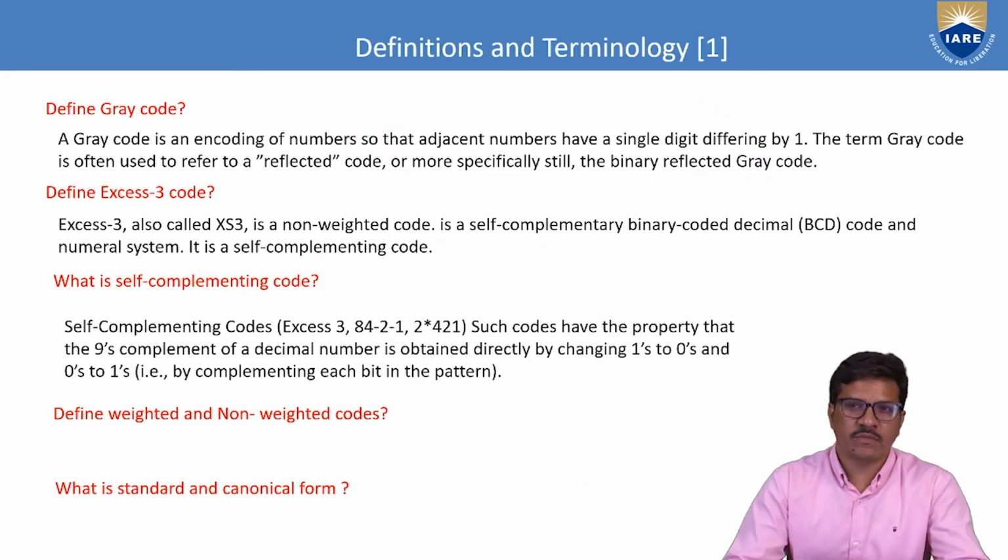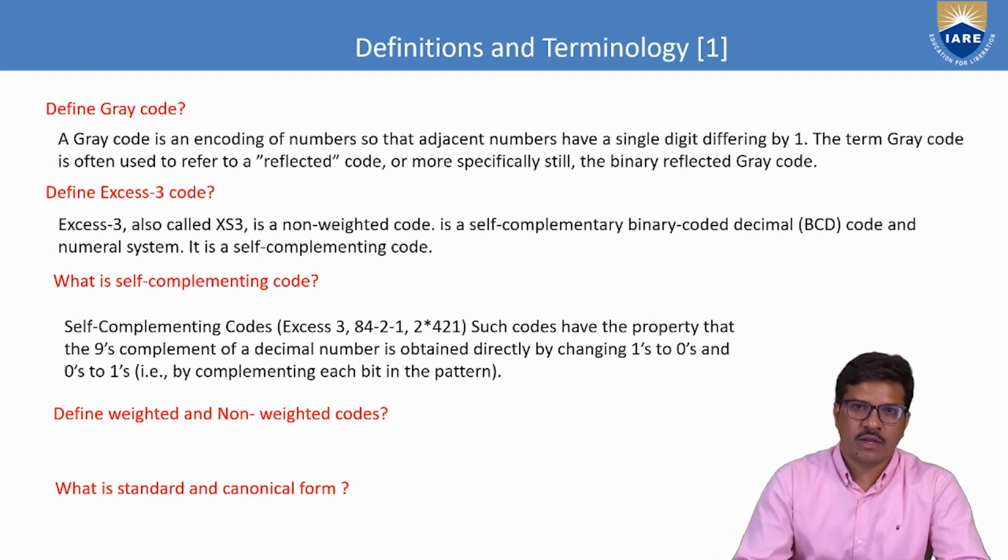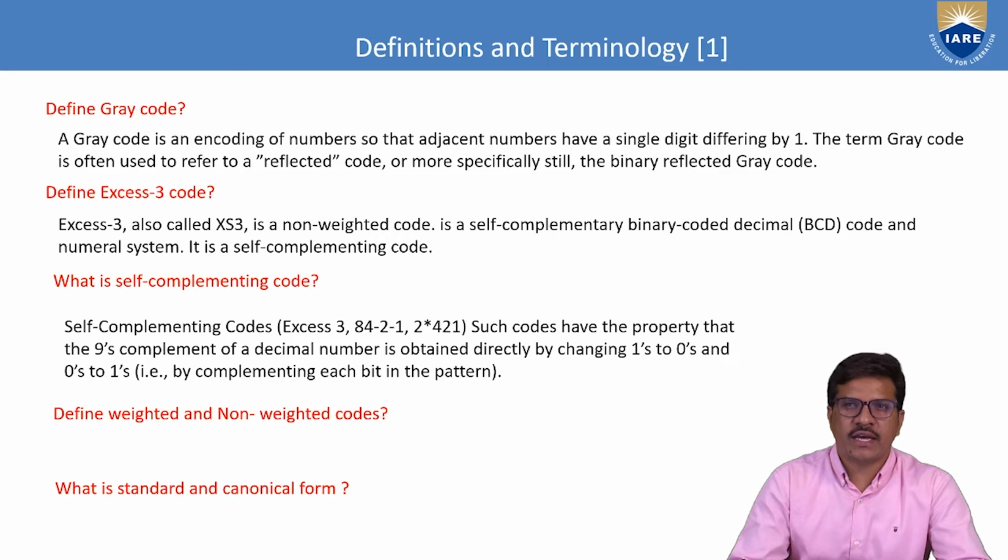Then we will see some more definitions, like gray code. What is gray code? Basically, gray code is an encoding of given numbers so that the adjacent numbers have a single digit difference. There is a procedure to convert a given binary number to gray code. Once you get that gray code, after encoding the given number, we will see that adjacent numbers differ by a single digit, by 1.